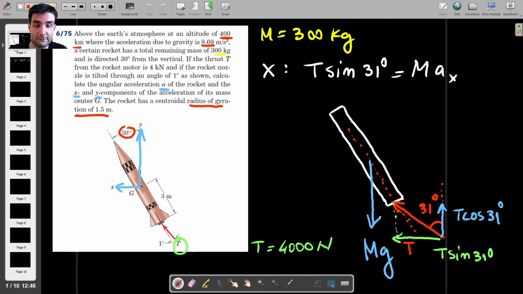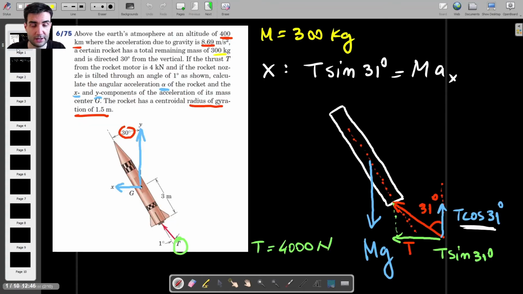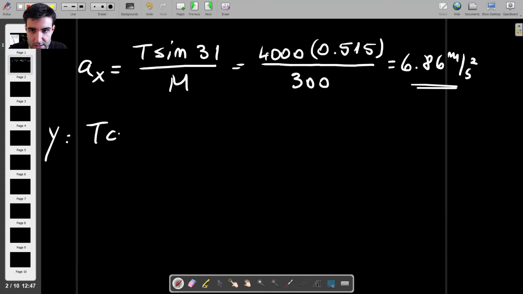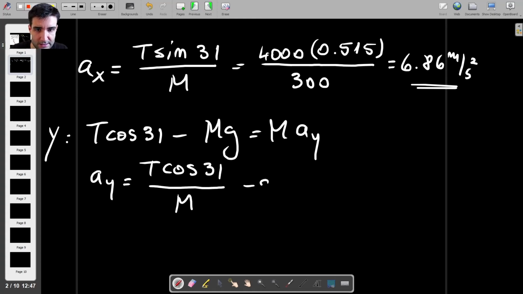So in the y direction, we have two forces, right? We have the weight and we have this here as well. So let's write that like that. So in the y direction, we have one force which is acting in the positive y direction, which is T cos 31. So that's T cosine of 31, and then minus mg, and that's m times ay. Okay, so ay can be found by dividing everything by the mass. So that's T cosine of 31 over m minus g.